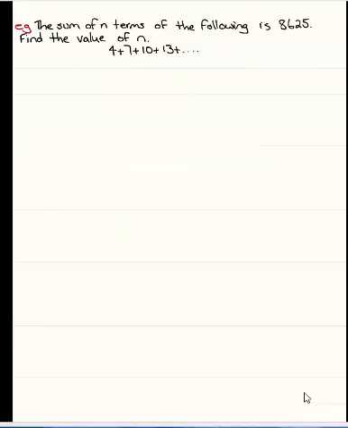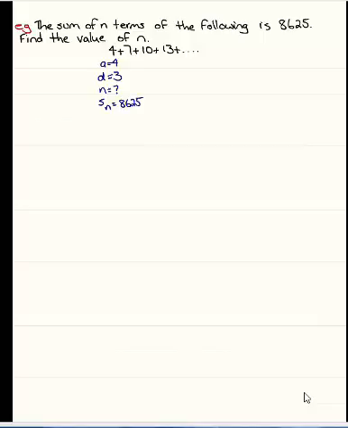For this one, it's changed a little. Instead of asking us to find the sum, they're giving us the sum. They're telling us that that sum is equal to 8,625. And what we have is 4 plus 7 plus 10 plus 13. So what do we know? Well, we know the first term is 4. We know that the difference is 3. We're asked to find n, and we know that the sum to n is equal to 8,625.